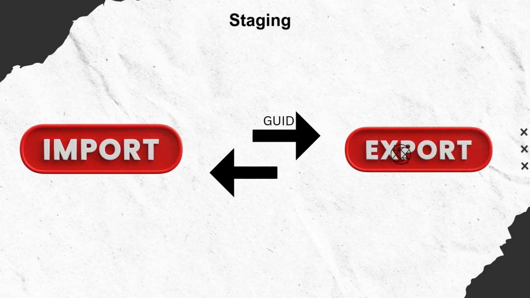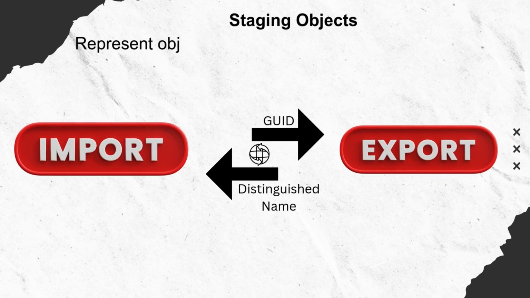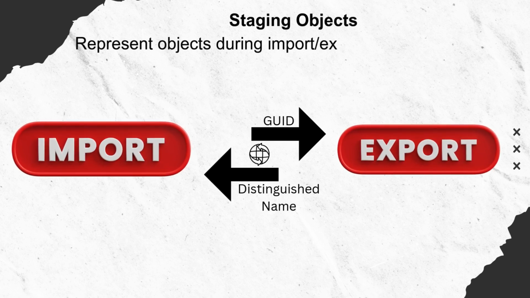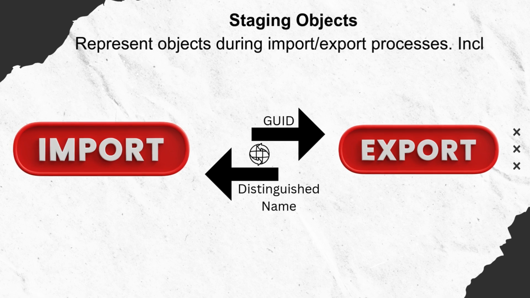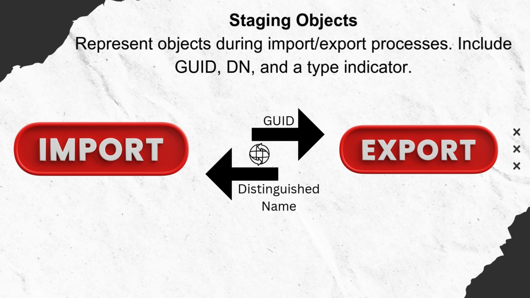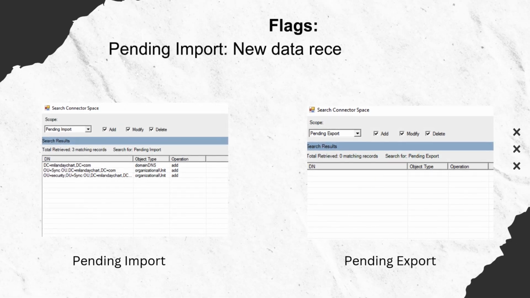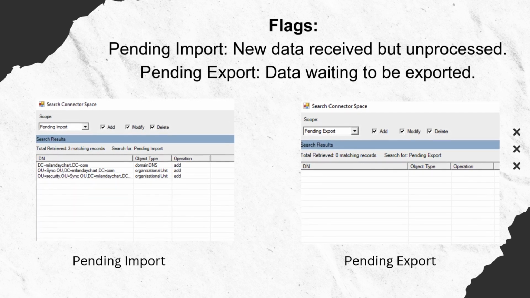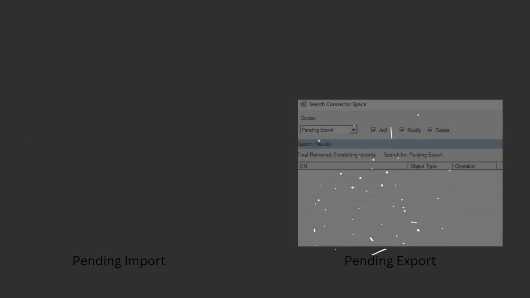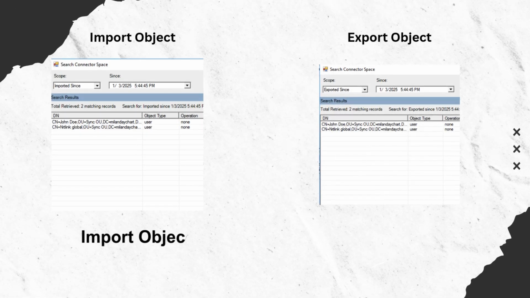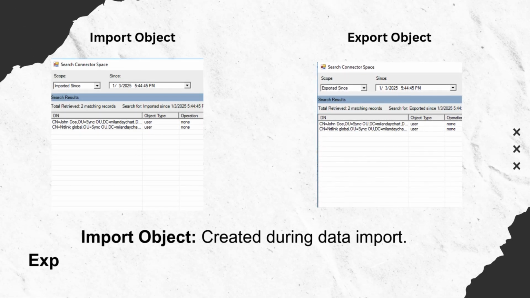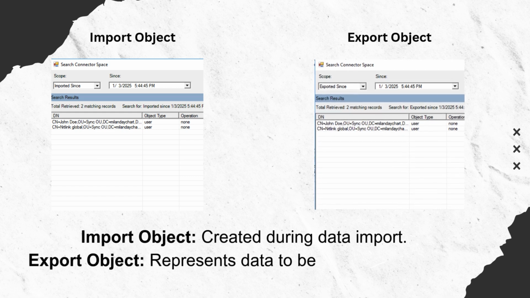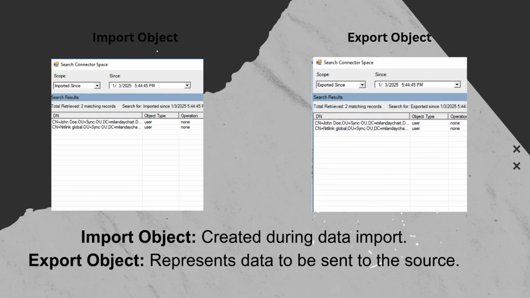There are two main types of connector space objects. First, staging objects. These represent data during the import or export process. They include a GUID, a distinguished name, and a type indicator. Staging objects can be flagged as pending import when new data is received but not yet processed, or pending export when data is ready to be sent. Staging objects are further divided into import objects, created during data import, and export objects, used for outgoing data.